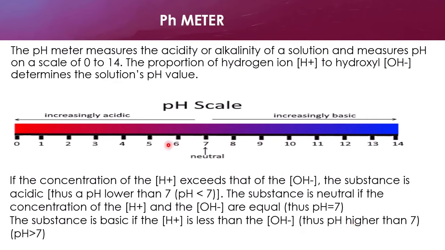So this is the pH scale over here. From 0 to 6 is an acidic medium, and from 8 to 14 is an alkaline or basic medium, and pH 7 is a neutral pH. So from 6 to 0, there is an increase in acidity, and also from 8 to 14, there is an increase in alkalinity.